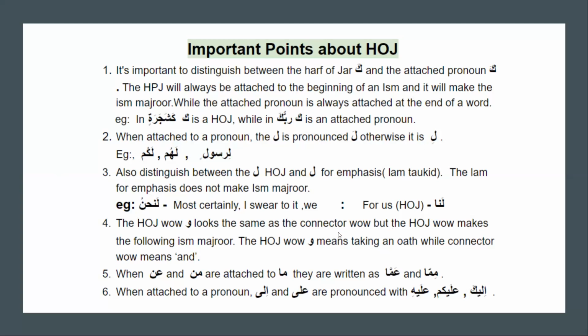And the other waw, which is the connector, means "and". So the distinguishing point is that harf of jar makes the following ism majroor. So in wal asri, asri is in jar status, so this waw in wal asri is harf of jar.